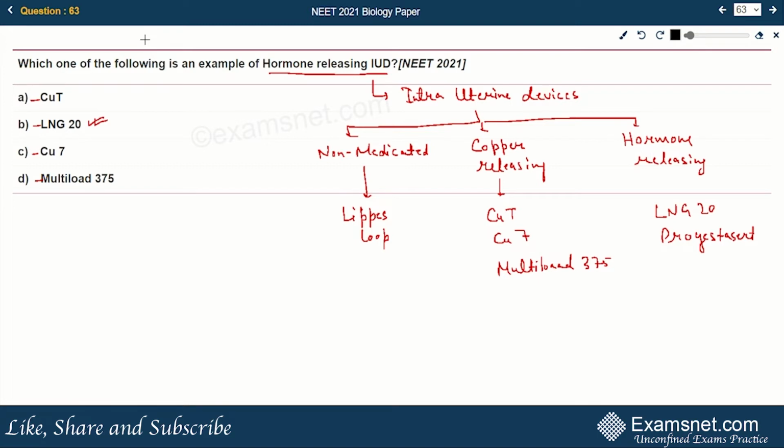So as asked in the question, the example of hormone releasing IUD as mentioned here is LNG20. So option B is the correct option, and the rest all are copper releasing IUDs. I hope you understood this.